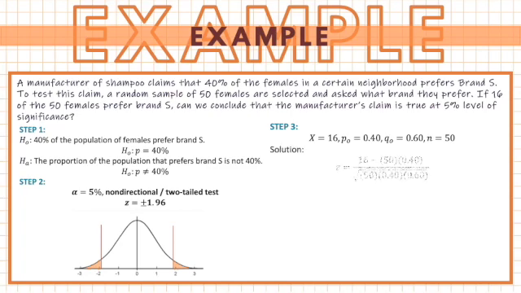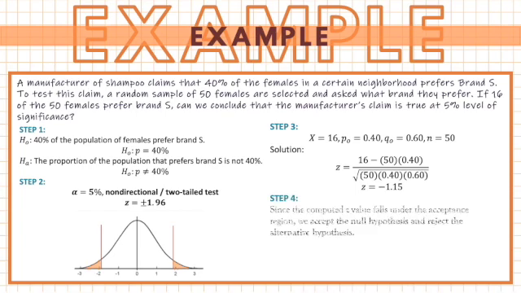So plugging that into our formula, we have Z is equal to 16 minus 50 times 0.4 all over the square root of 50 times 0.4 times 0.6. So when you use the calculator to compute for the computed value of Z, we have Z equals negative 1.15. So once we have computed our test statistic, then we move to step 4.